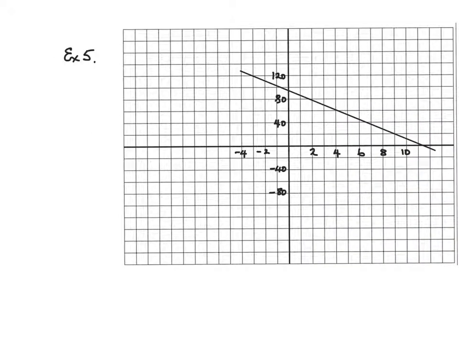Example 5, calculating the gradient of a straight line. We have the diagram here. What we have to be careful about is that there are different scales on the x and y axes. Now, on the x-axis, this is the x-axis here of course, and this is the y-axis. On the x-axis, one box equals 1. Now on the y-axis, we've got one box equaling 20. So that will make a difference then.